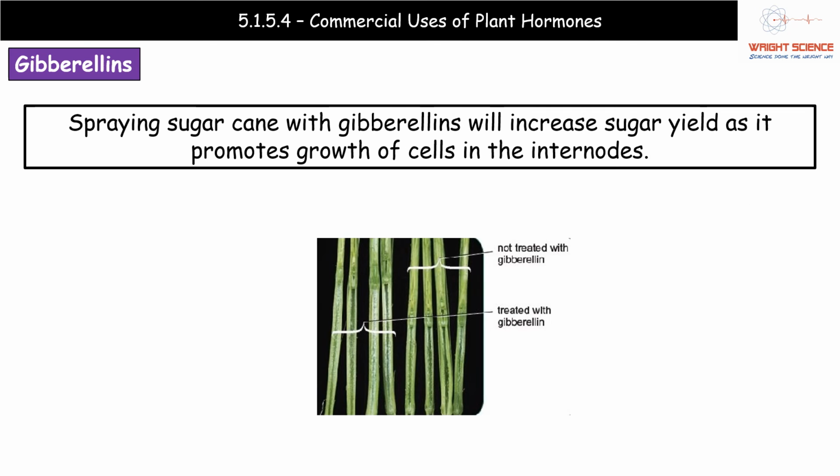If we then think about sugarcane, one thing that we can do with our gibberellins there is spray the sugarcane with the gibberellin, and it's going to increase the yield of sugar because of those stems, those regions of internodes, remember, actually get longer. So we get elongation of the internodes, and that means that we've got more sugar in those regions because the cells are bigger.